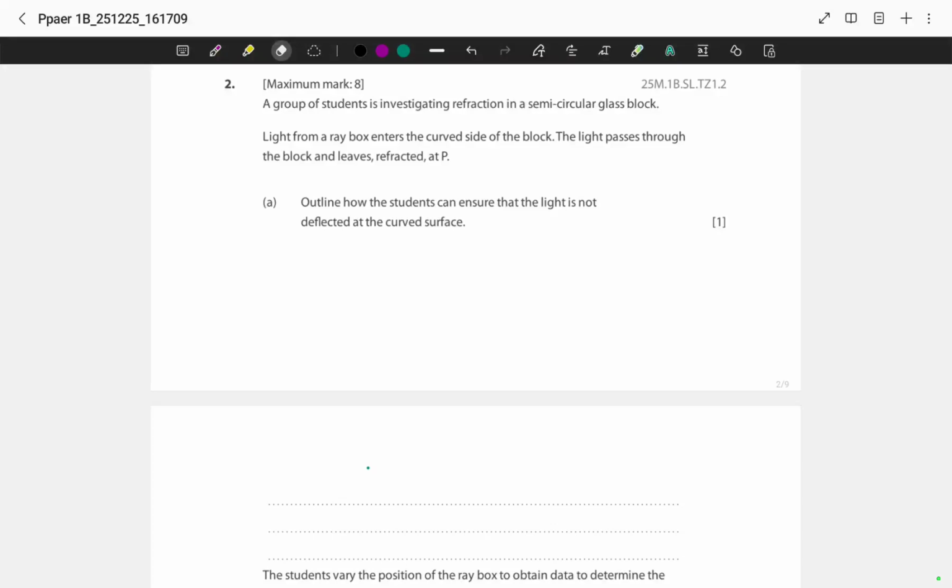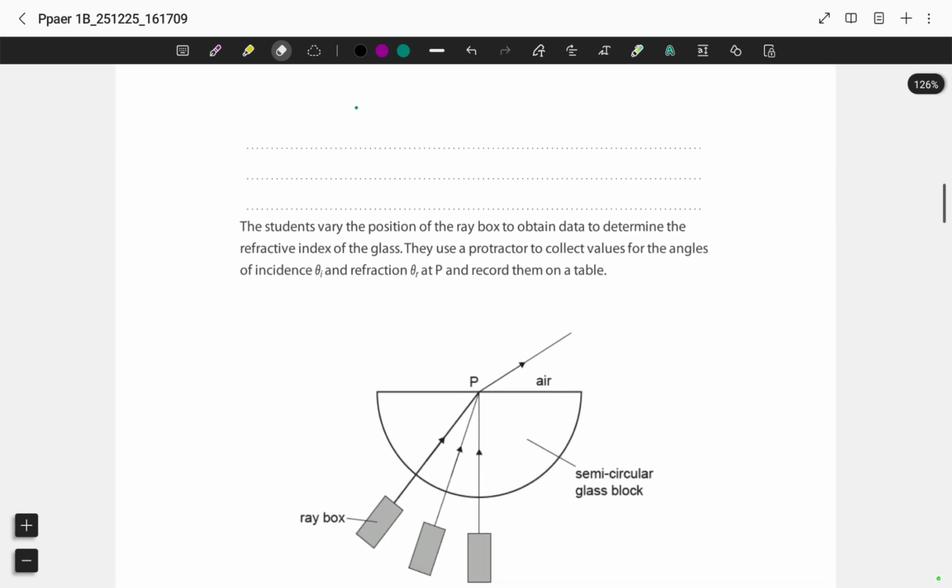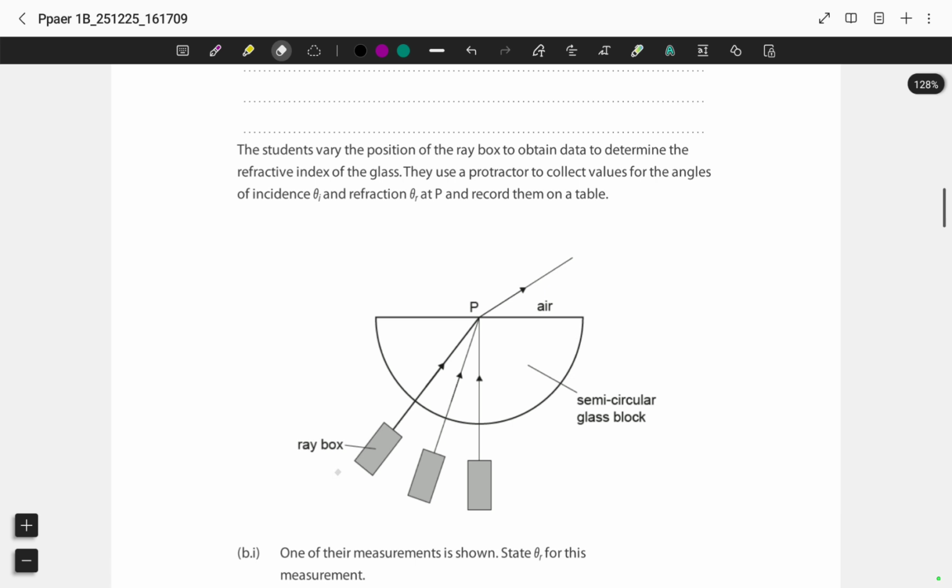Let's solve another question on paper 1B today. This investigation is about refraction through a semicircular glass block, as given in this diagram. What is happening in this question is light from a ray box. This is the ray box that is drawn. Light from the ray box enters the curved side of the block.